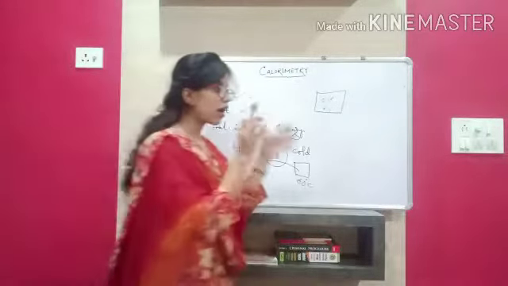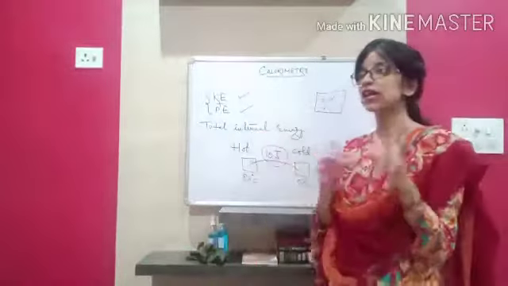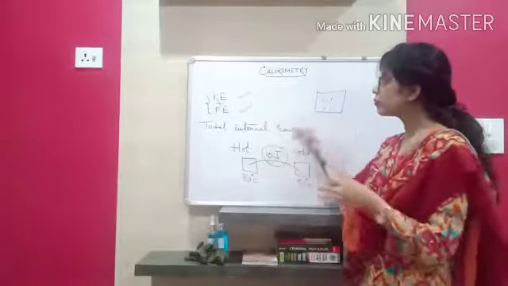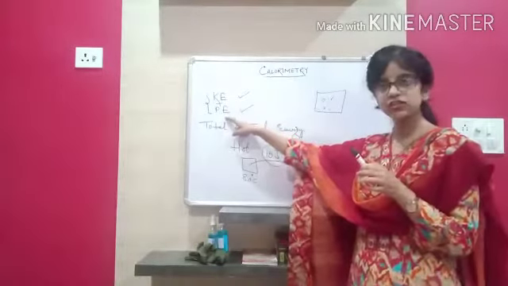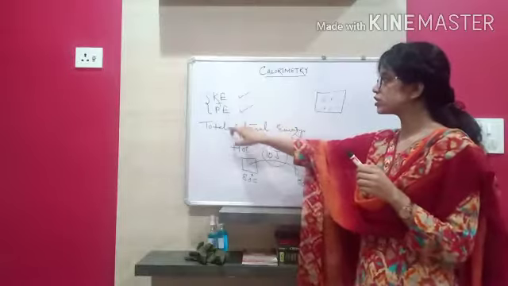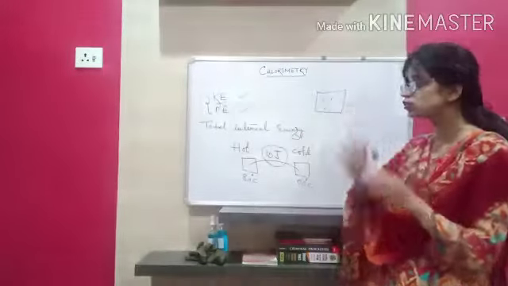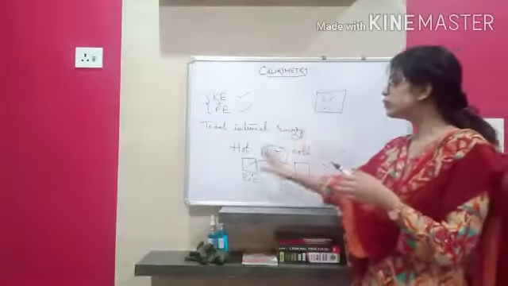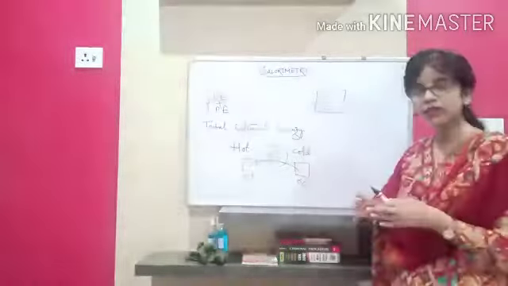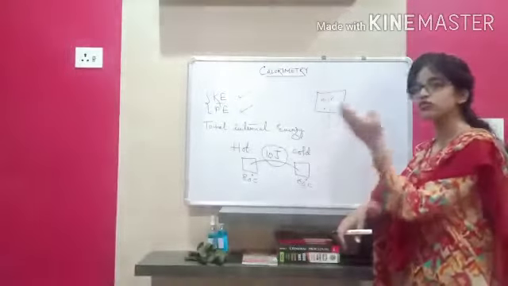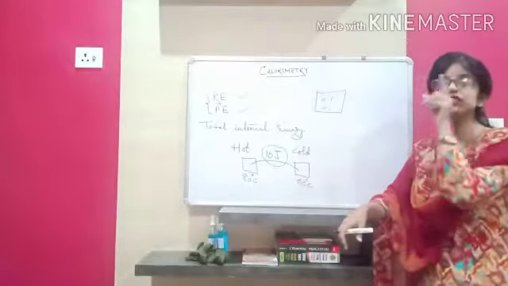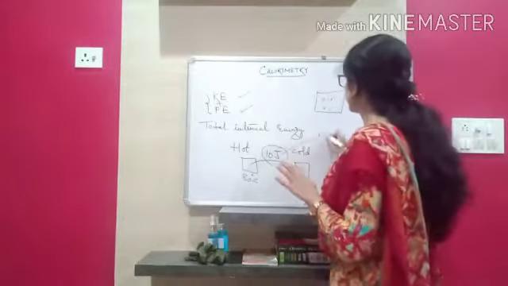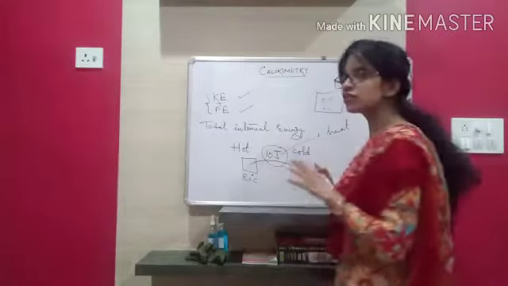That means different bodies can have different total internal energy depending upon their kinetic energy and potential energy, because kinetic energy plus potential energy gives you total internal energy. That means two bodies can have different total internal energy. When we bring them together, the energy will transfer from one body to the other body, and the amount of energy which is transferring from one body to the other body will be known as heat. That means the bodies don't possess heat.